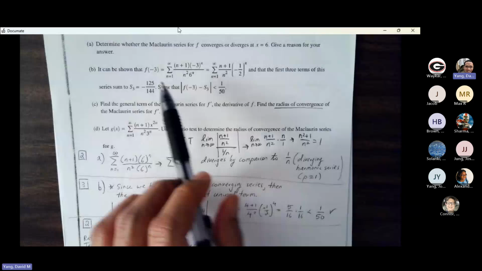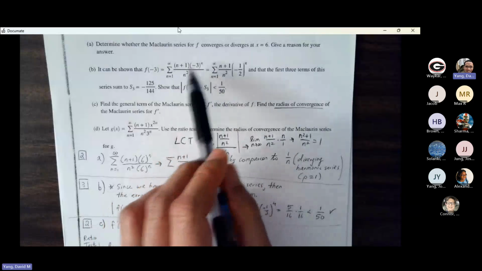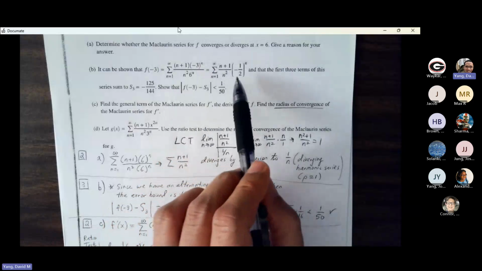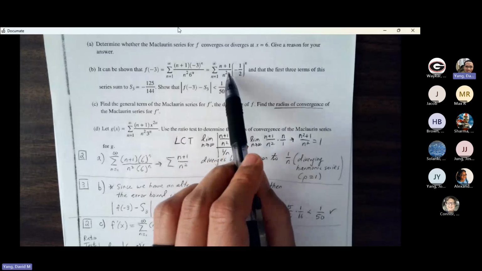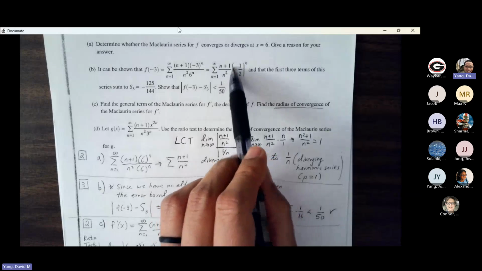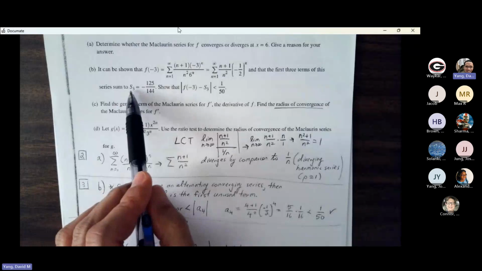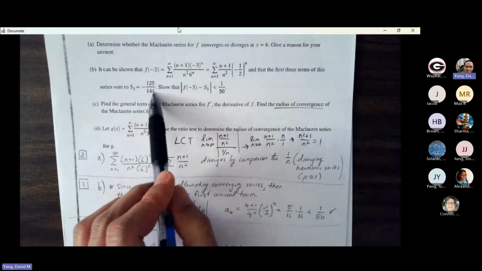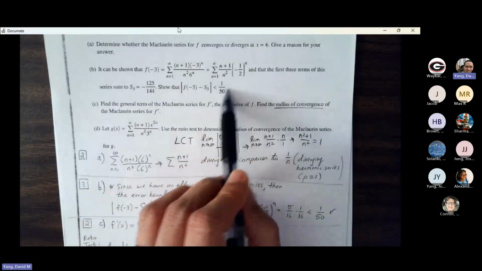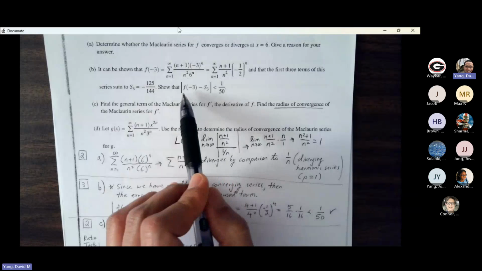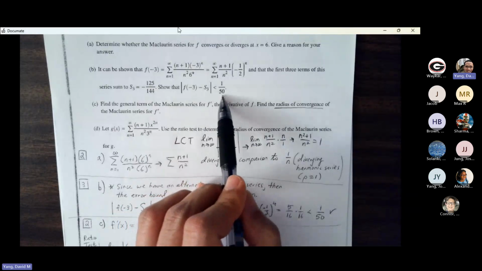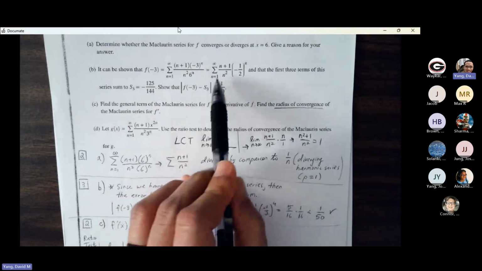Part B, it can be shown that f of -3 is given by this function here, and it cleans up to be this, n plus 1 over n squared times -1/2 to the n. Notice that there's an alternator here, and that the first three terms of the series sum to s sub 3 equals -125 over 144. Show that the absolute value of f of -3 minus s sub 3 is less than 1 over 50.